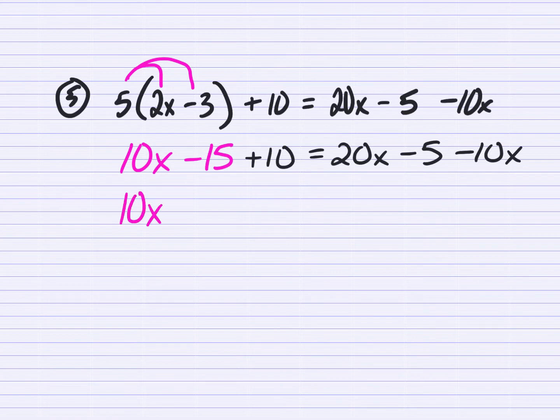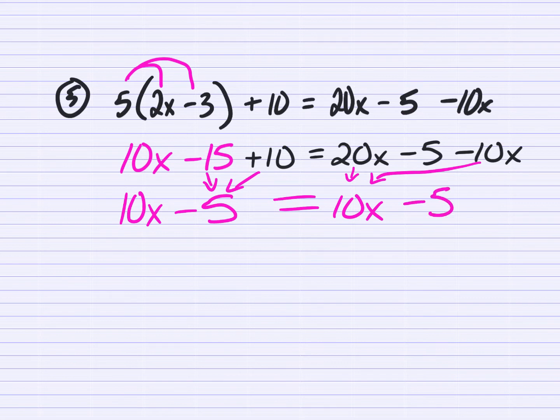I'm going to bring down my 10x. My negative 15 and my positive 10, I'm going to put those two like terms together and get negative 5. Bring down my equal sign. My 20x and my negative 10x are like terms. I'm going to put them together and get 10x and bring down my minus 5. All right, now from here, I have like terms again, 10x and negative 5 and negative 5.